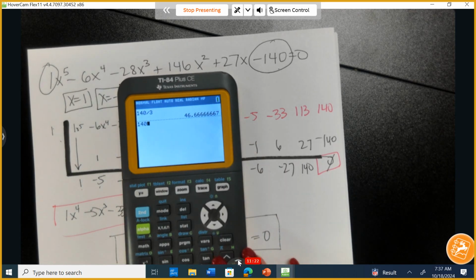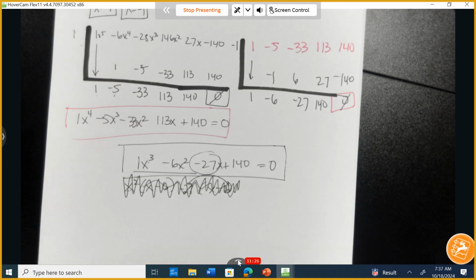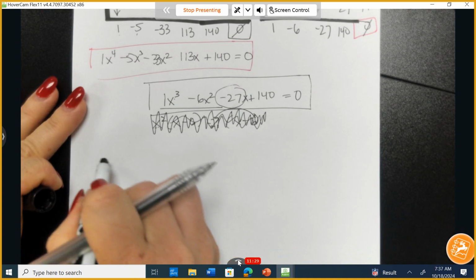Let's try 4. Okay, 4 appears to work. Can everybody test 4 right now? And I'll do it at the same time. Let's all test 4.